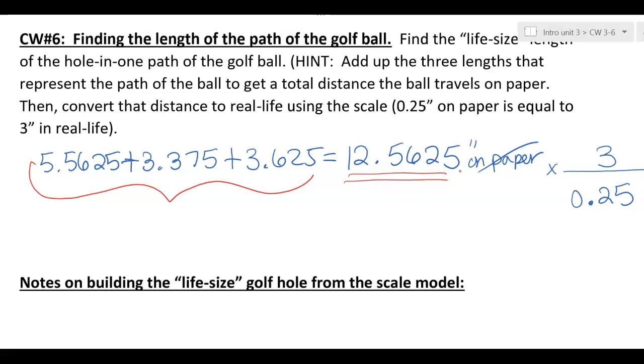12.5625 inches, but that is on paper. If you come to me and ask for 12 inches of tape, that's going to be like this big. That's not going to outline on your real life golf hole the path of the ball. You're going to need a lot more tape than that. So we have to do a unit conversion like you guys would do in science, okay? Not to change it from inches, but to change the inches on the paper to the real life inches. So just a little bit of review of how to do that.